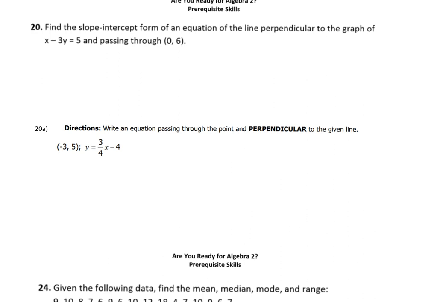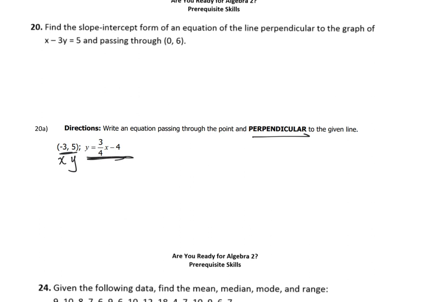So this next example will be pretty similar, but this time we want to find a perpendicular line. So I'm going to do this 20a problem. Write an equation passing through the point, negative 3, 5, that's perpendicular to this given line. So remember, anytime you're given a coordinate, we're given an x value and a y value. So x is negative 3, y is 5. And then I want it perpendicular to this line right here.